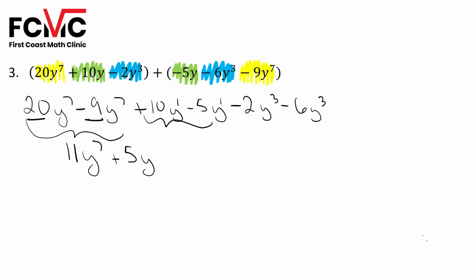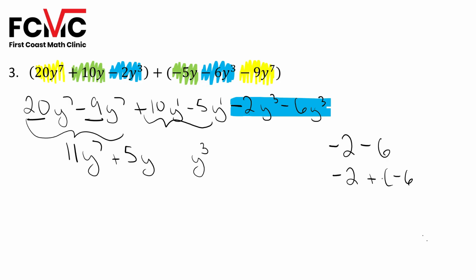And now here, we've got negative 2y to the 3rd minus 6y to the 3rd. So we're going to keep that y to the 3rd. I want to make sure everybody understands that we're doing this entire operation here. We have to keep that minus sign with the 2. So when we do this math out, this is actually going to be negative 2 minus 6. So using our subtraction rule, this is going to become negative 2 plus negative 6, which is going to be negative 8. So our answer for number three is 11y to the 7th plus 5y minus 8y to the 3rd.